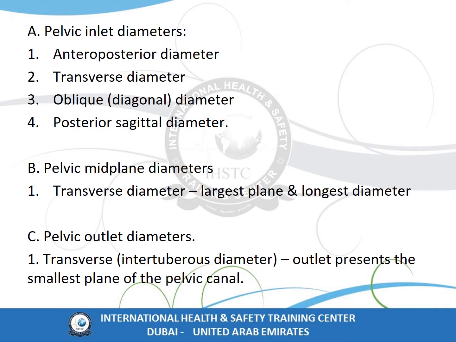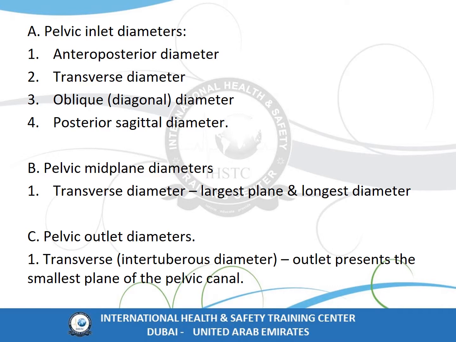Now let's know the pelvic inlet diameters, the pelvic midplane diameters, and the pelvic outlet diameters. The pelvic inlet diameters include the anterior posterior diameter, the transverse diameter, the oblique or diagonal diameter, and the posterior sagittal diameter. The pelvic or midplane diameter is a transverse diameter, and that's the largest plane and the longest diameter. Then the pelvic outlet diameters are the transverse or intertuberous diameter, and the outlet presents the smallest plane of the pelvic canal.